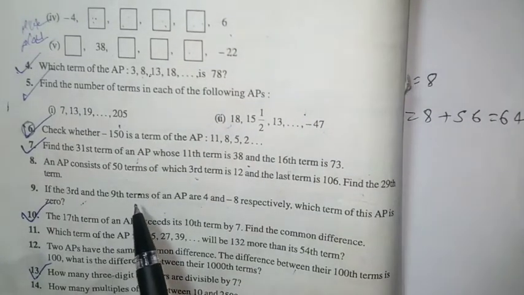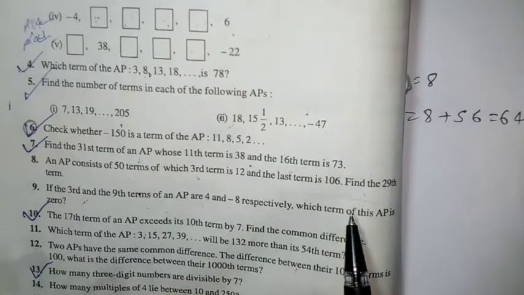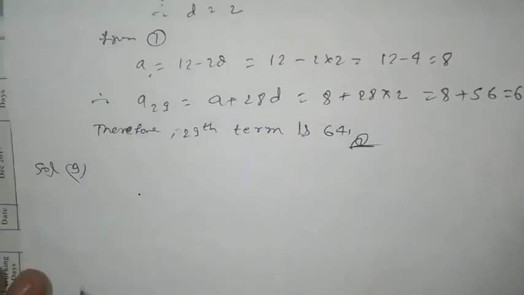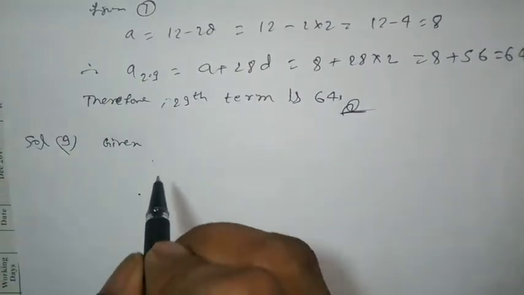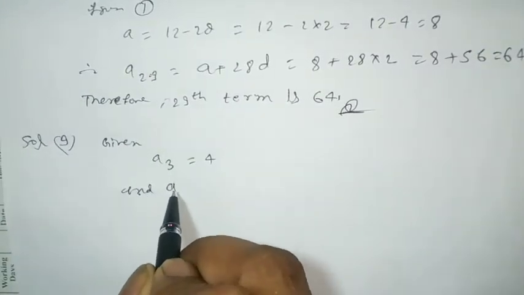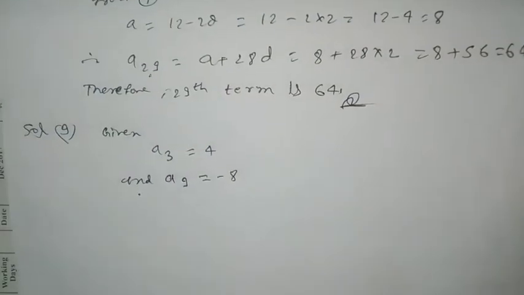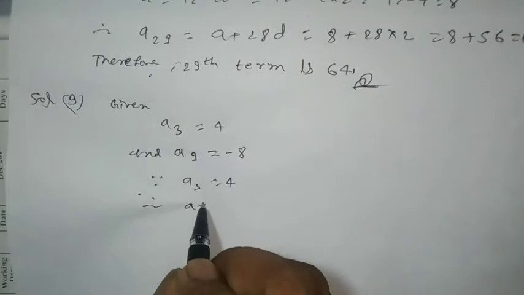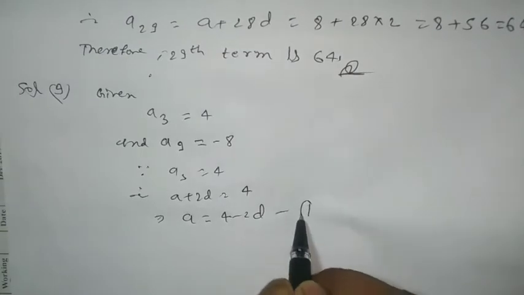If the third and the ninth term of an AP are 4 and minus 8 respectively, which term of the AP is 0? Given A3 is equal to 4 and A9 is equal to minus 8. Because A3 is equal to 4, therefore A plus 2D is equal to 4, implies A is equal to 4 minus 2D, equation 1.